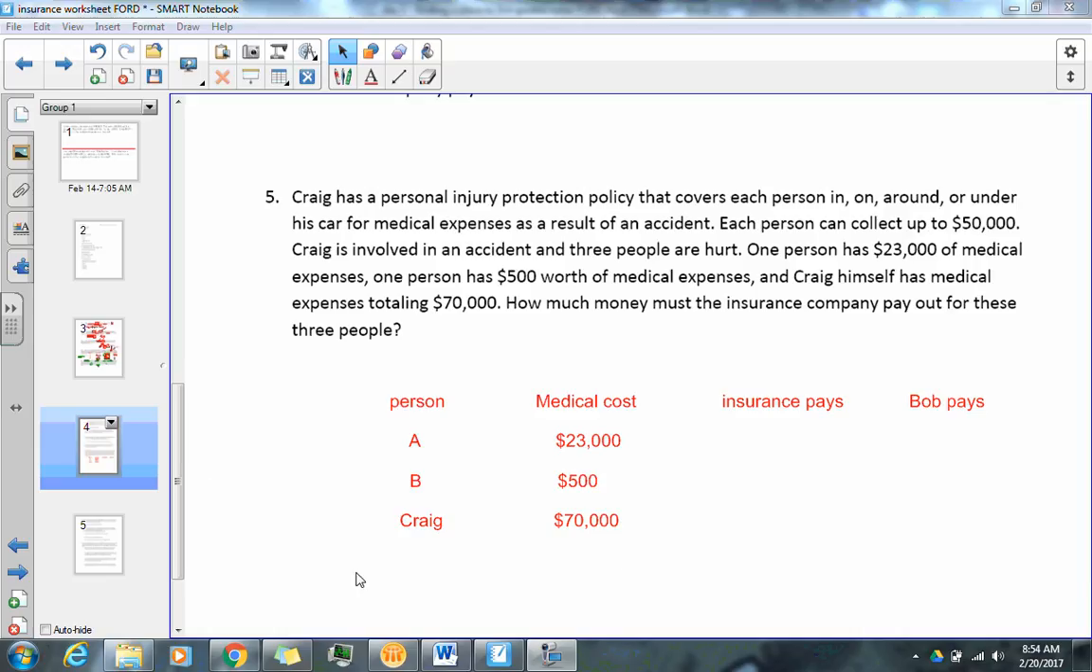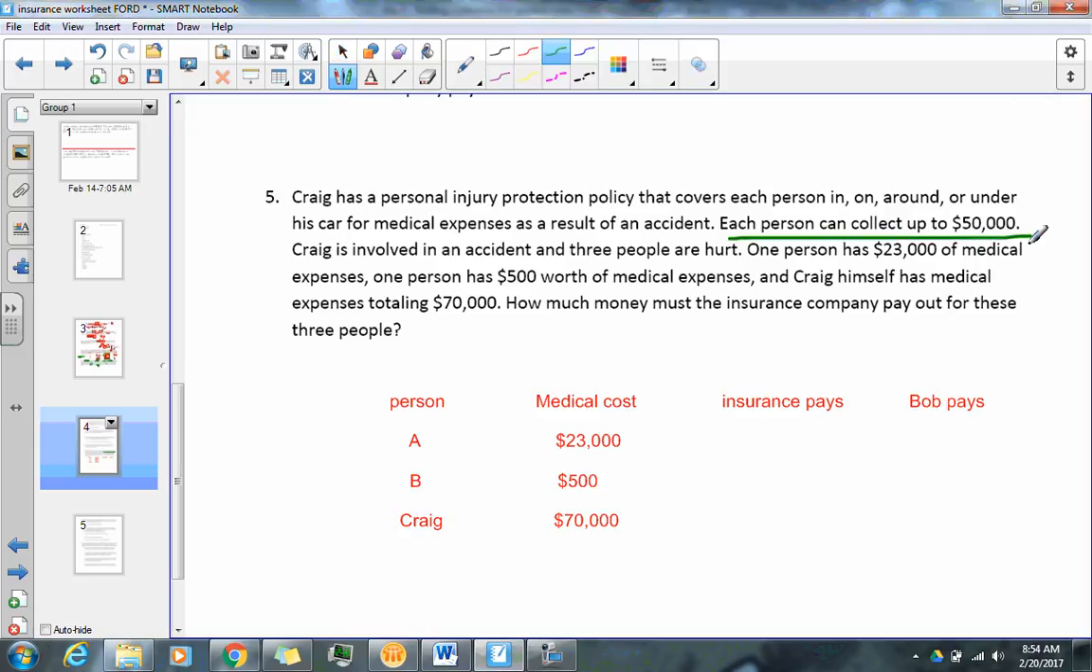All right, so for person A, the medical cost was $2,300, but if you notice up in here, it says each person can collect up to 50 grand. So that means anything below 50,000, insurance pays. Anything greater than 50,000, Craig would have to pay. So for the 2,300, the insurance company would pay it, which means Craig pays nothing here, and obviously the same with the $500. Now, Craig himself has medical expenses of 70 grand.